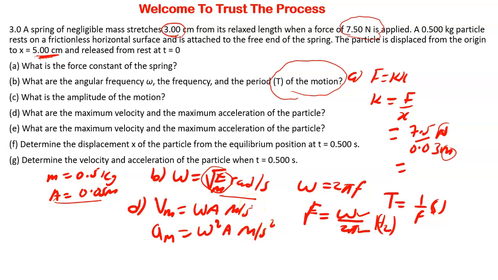Alright, part E of the question is the same as part D, so let's go to part F. Part F is saying, determine the displacement x of the particle from the equilibrium position at t equal to 0.5 seconds. So how do you determine the displacement of the particle when time has been given?